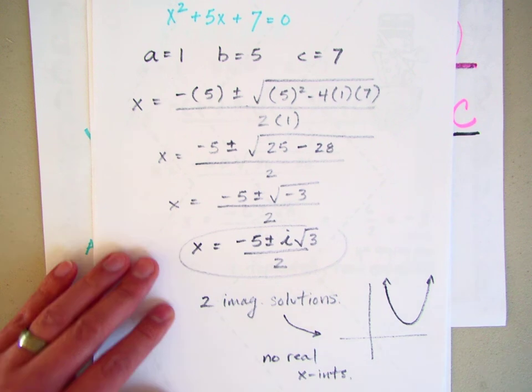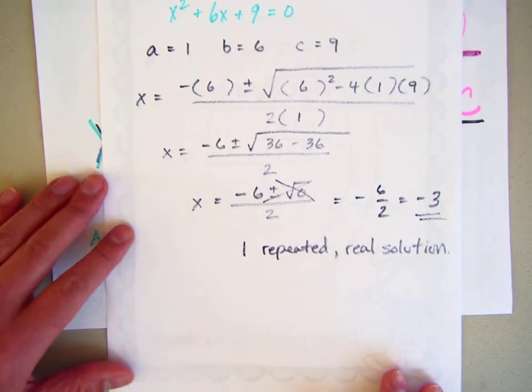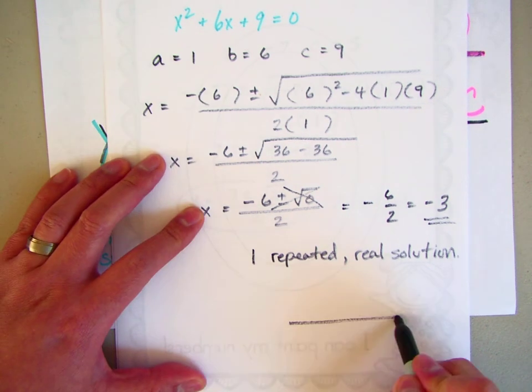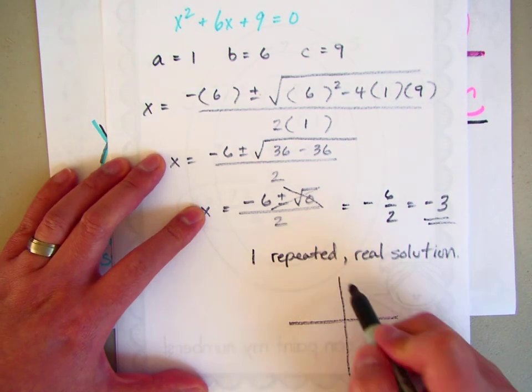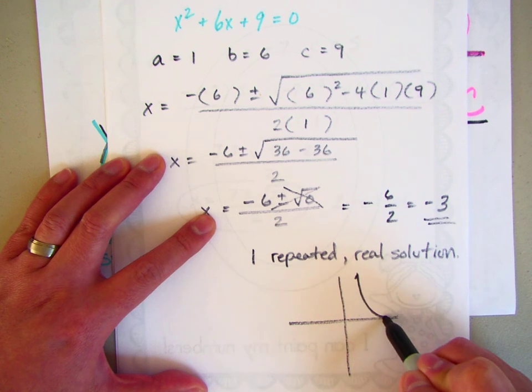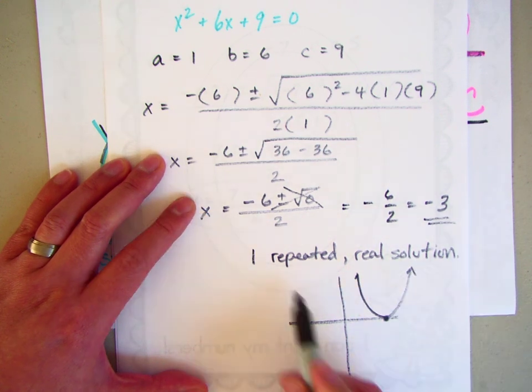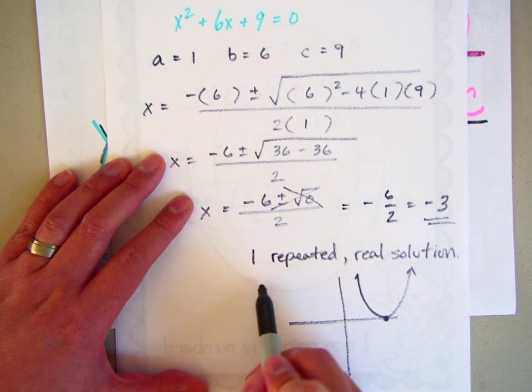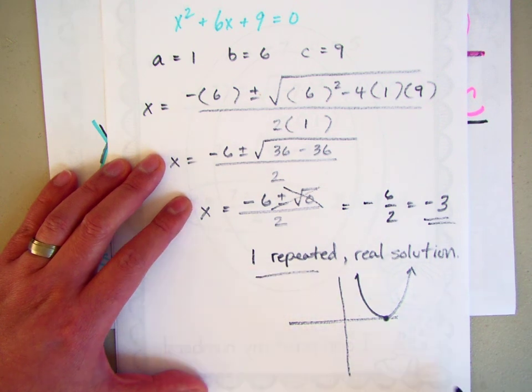If I go back to the last problem, this is the special case. There's always something special about this formula. Normally my parabola will touch or dip, but these are the ones where the parabola is just going to touch one time. So right here, it looks like I only have one solution, but it's one repeated solution.